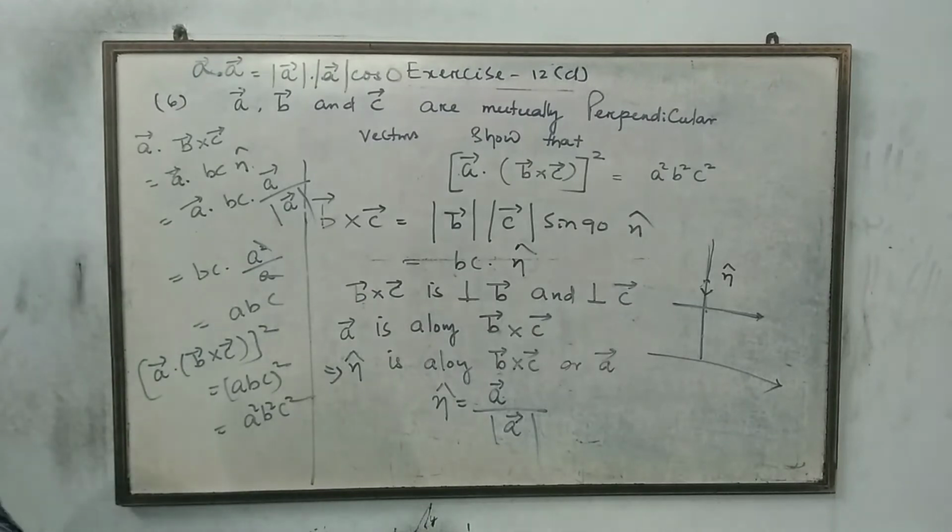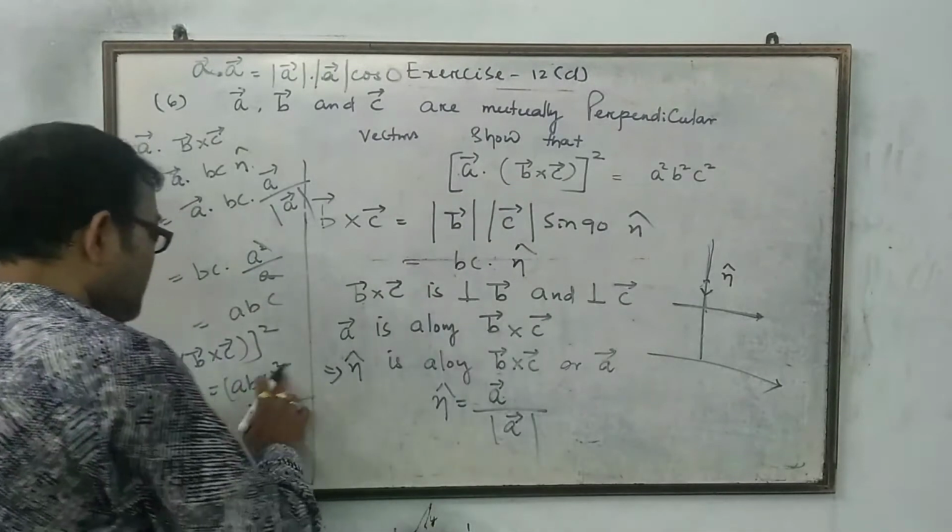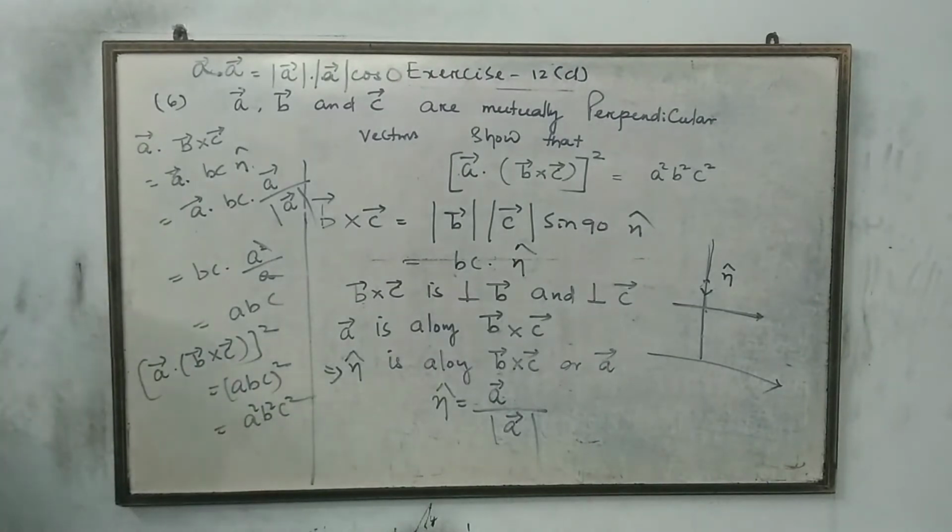Now our question is A dot B cross C square. Now make it square, so we'll get your answer A square B square C square. Okay, is it clear to everybody?